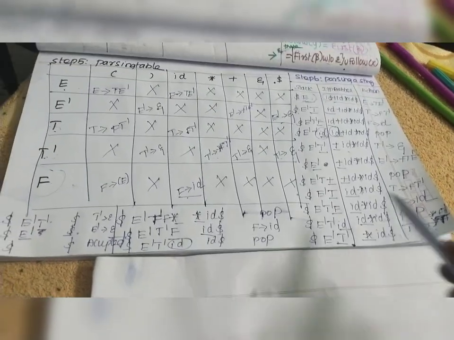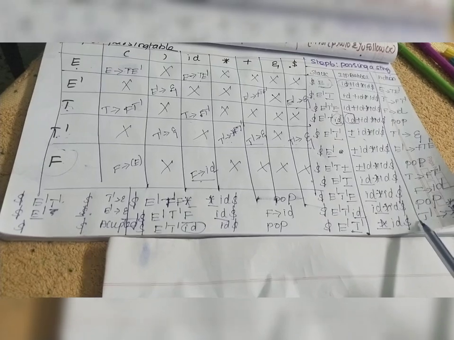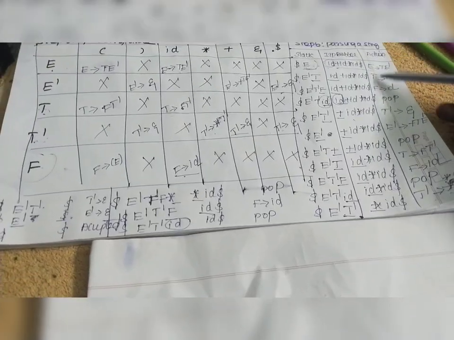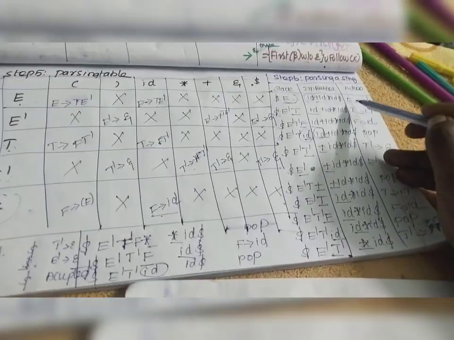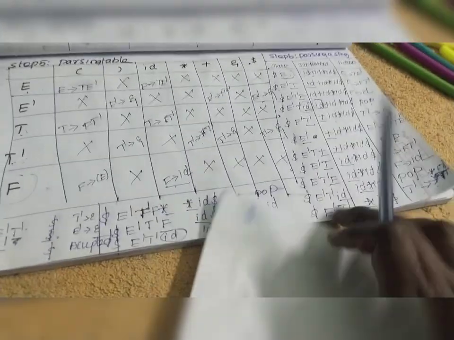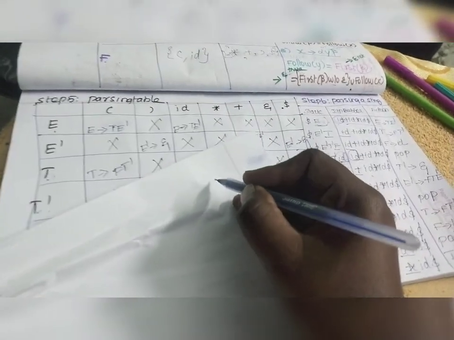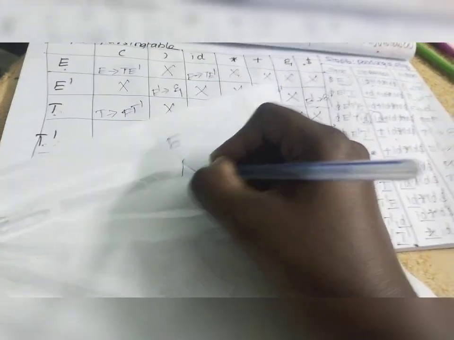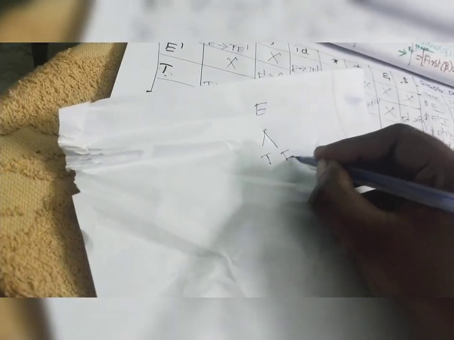After completion of these steps, you have to draw the parse tree. This is a top down parse tree. Okay, so top down parse tree means from here onwards you have to check. Okay, so you have to do the E tends to T E dash. You can draw E, it can be split with T E dash. So you have to draw T E dash.